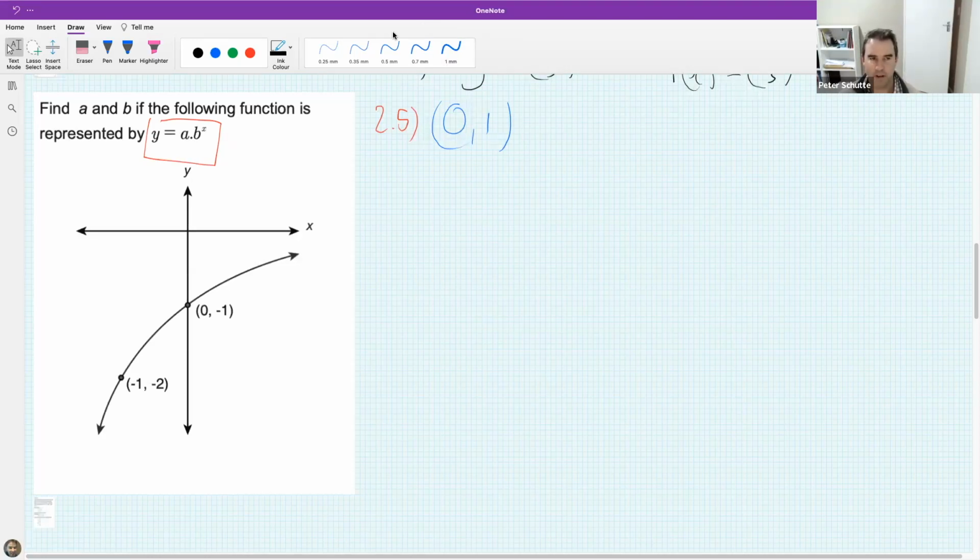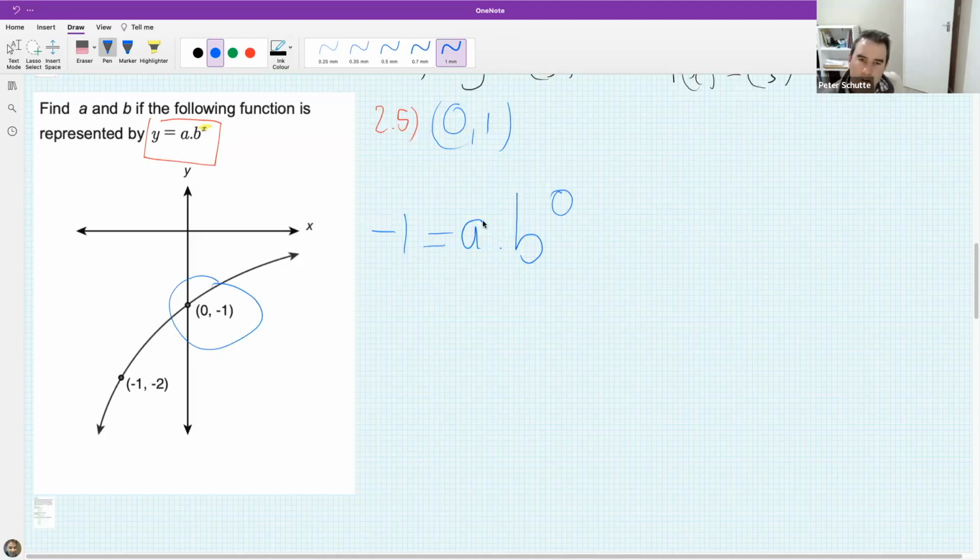So I need to find what A and B are. I have some information. It looks like an exponential graph because it has this x up here. Yeah, I said substitute a point. I'm going to substitute this point. And if I do that, I get minus 1 is A times B to the 0. Does that help me in any way?